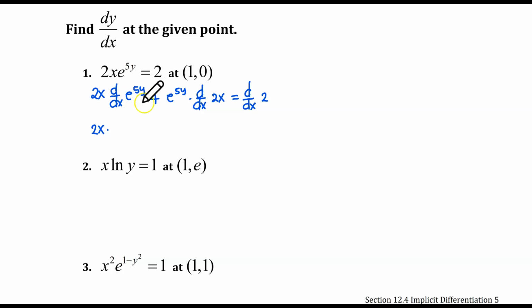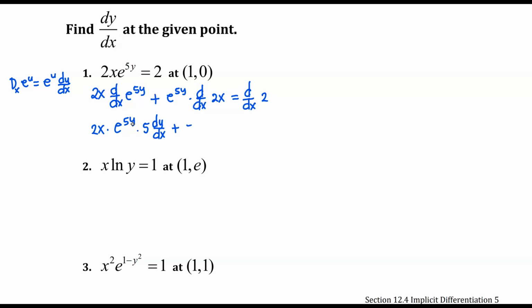Now, the derivative of e to the 5y: so that's e to the u. Again, the derivative of e to the u with respect to x using chain rule is e to the u du/dx. So we have e to the u, that's 5y, times du/dx. That means the derivative of 5y, that is 5 dy/dx.